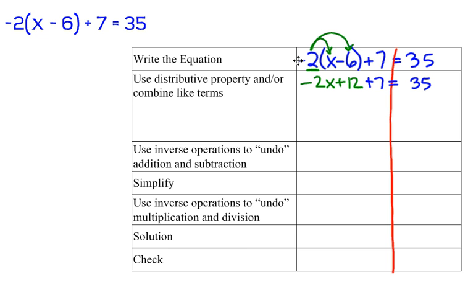Now I need to combine like terms. And remember, like terms are terms that have the same variable to the same power or constants. And I happen to have two constants here that I can combine. So I'm not quite done with this step yet because I can combine +12 and +7. That's going to give me a +19. So now my equation is -2x plus 19 equals 35.